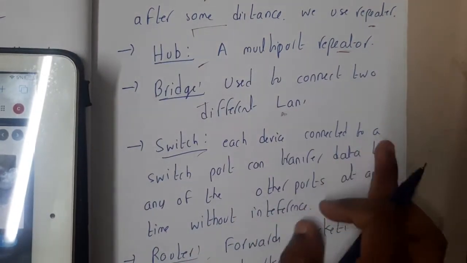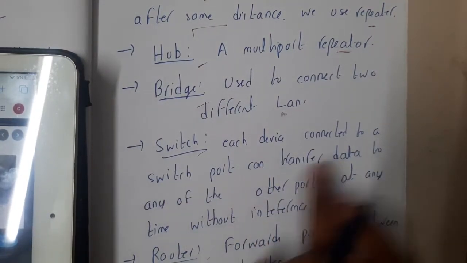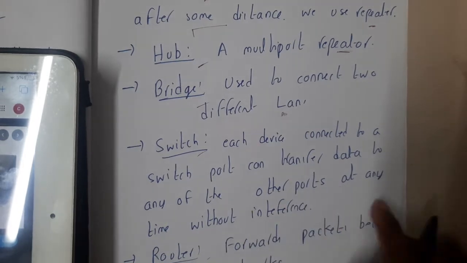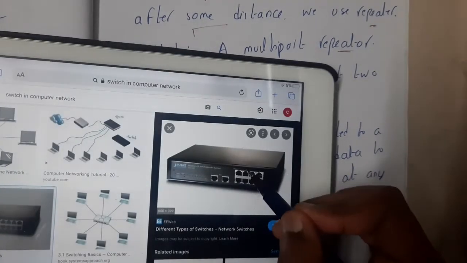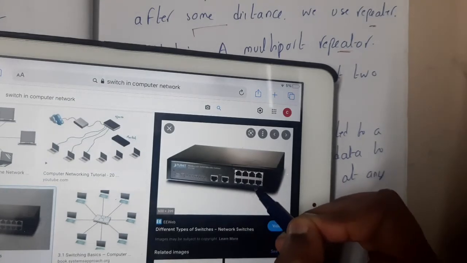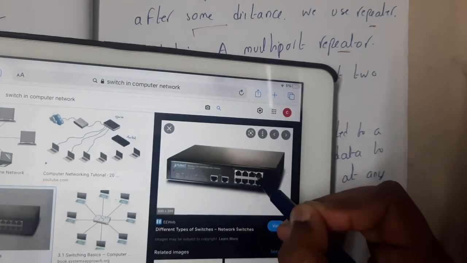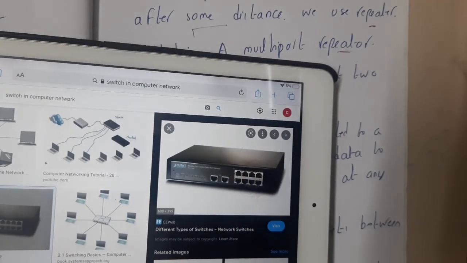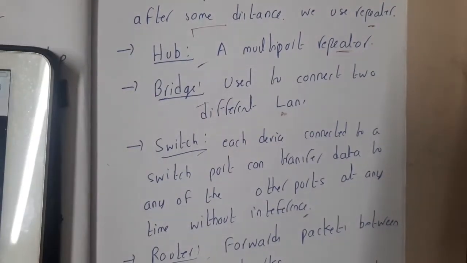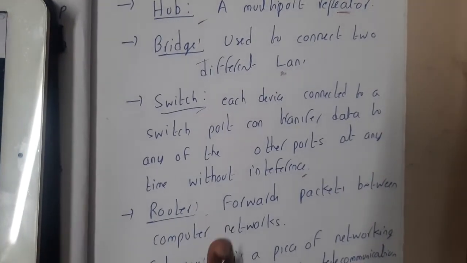Each device connected to a switch port can transfer data to any of the other ports at any moment of time without interference. If these two guys are communicating, at that time these two guys can communicate, these two guys can communicate, and this guy can communicate. So basically four parallel connections can run at the same time. That is also an advantage of a switch. Now you got an idea, right? So now let us go through the router.